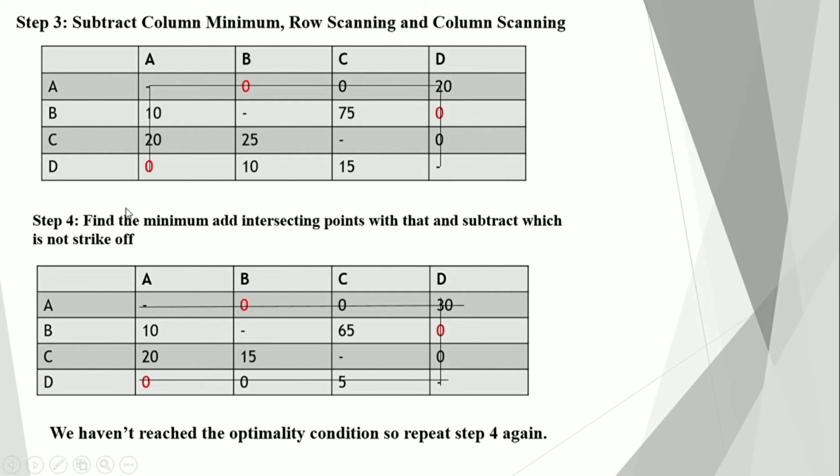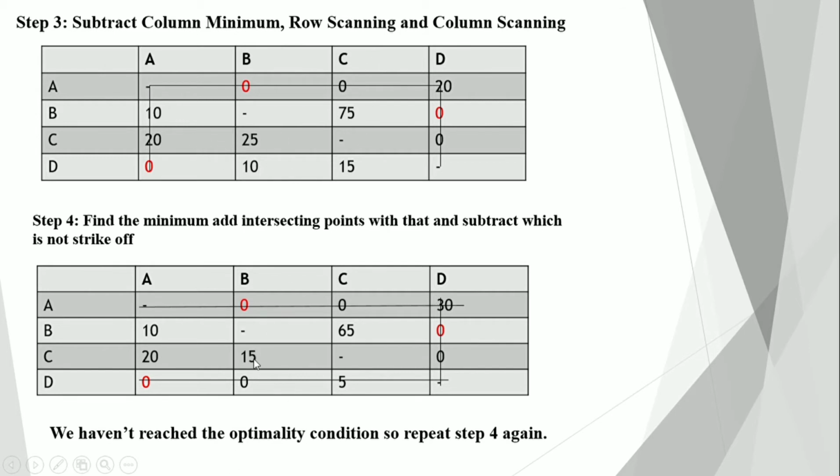So we will do again the column scanning and row scanning. In this step, we have done column scanning and row scanning again by adding and subtracting. See here, we have added the 10 for 30, 10 for infinity is nothing but infinity. We will subtract each and every element in this.